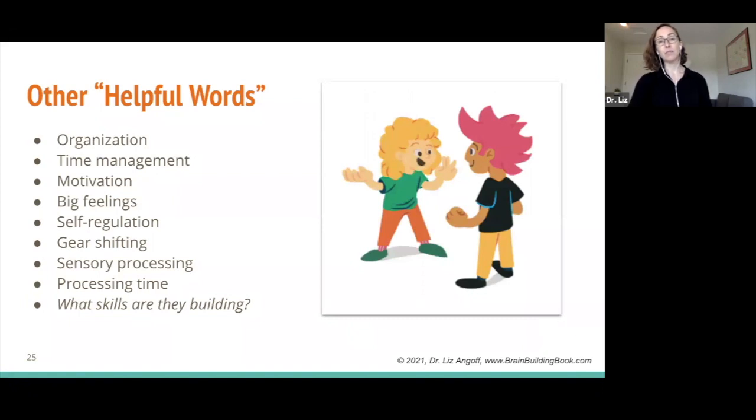So some other helpful words. So when the question often comes up, what if parents aren't ready to share a diagnosis? Or what if we shouldn't be sharing a diagnosis with a child at this time? Or what if it's a really tricky diagnosis? I often use some of these helpful words. So organization, time management, motivation. Big feelings is a great term for anything, especially for young children when there's a mental health concern there.